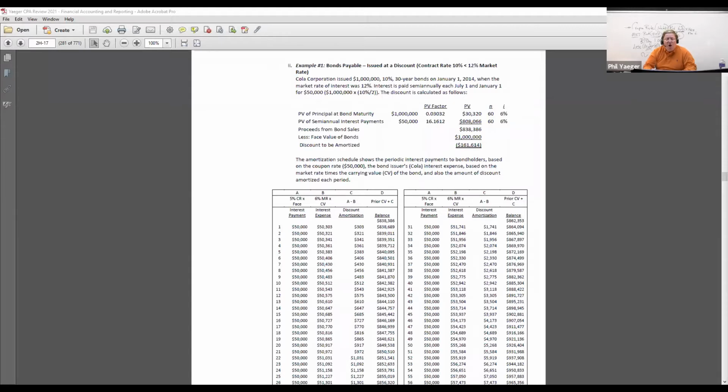Yes. But when you do the balance sheet, how do you show the bonds and the unamortized discount or premium? You take the face amount of the bonds, $1 million, and we would subtract the unamortized discount so that the carrying value is 838,386. You see that? Yes. Right below that is an amortization schedule.